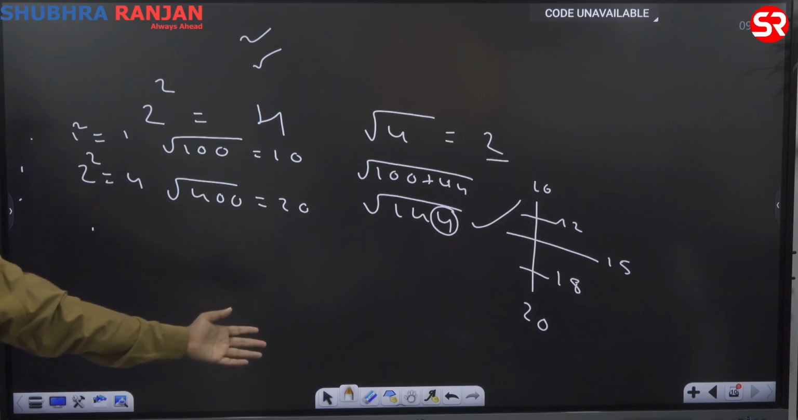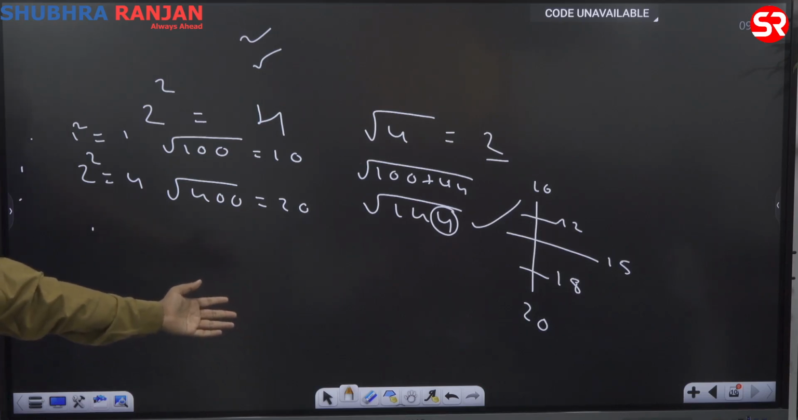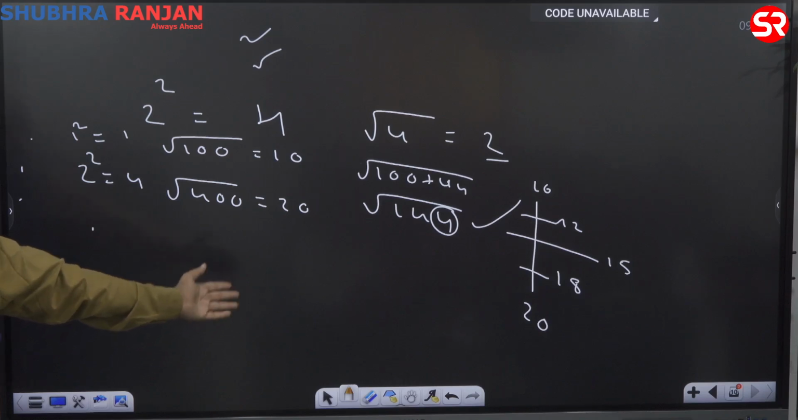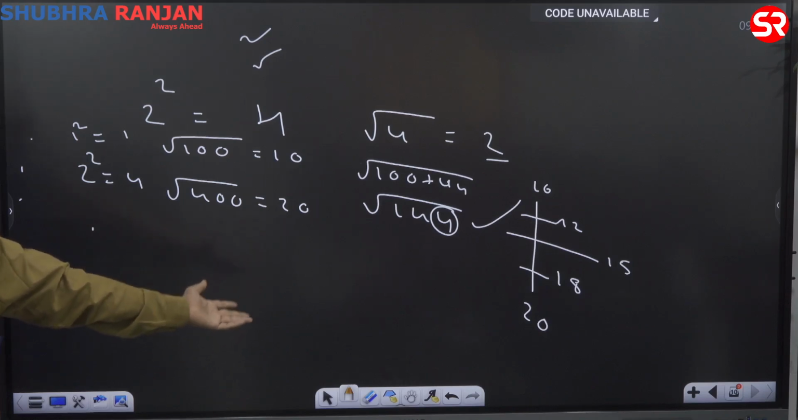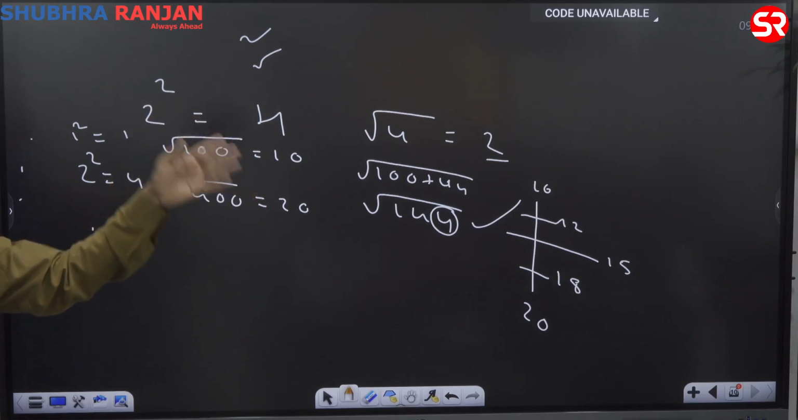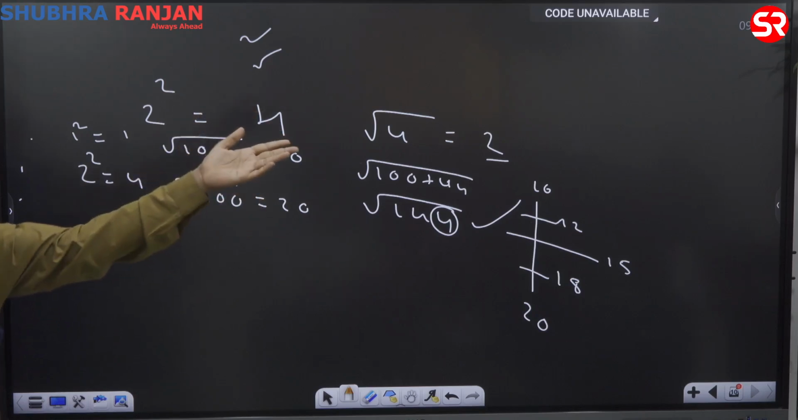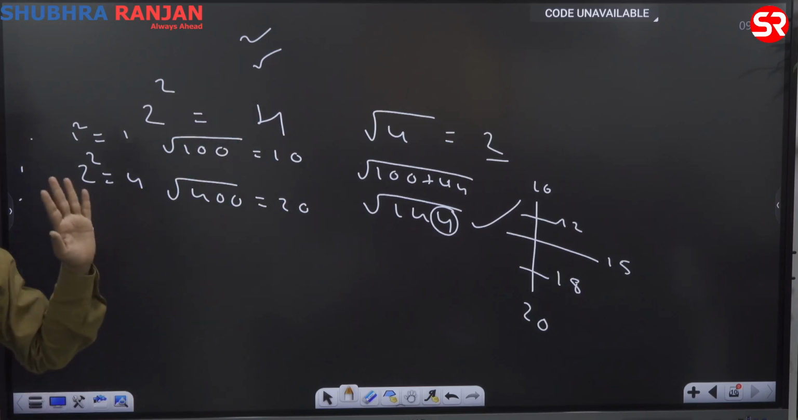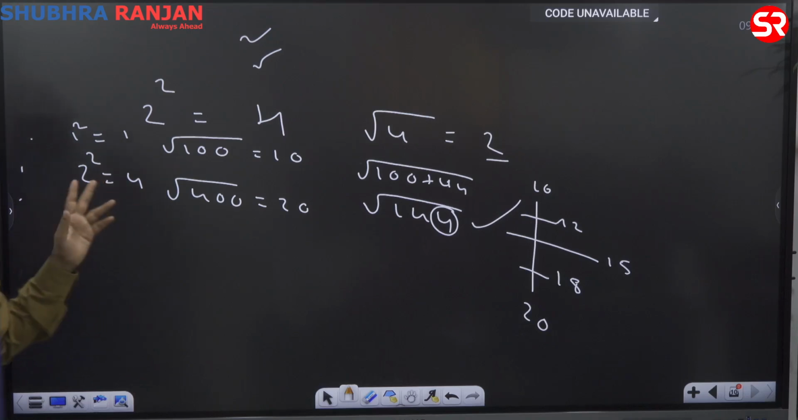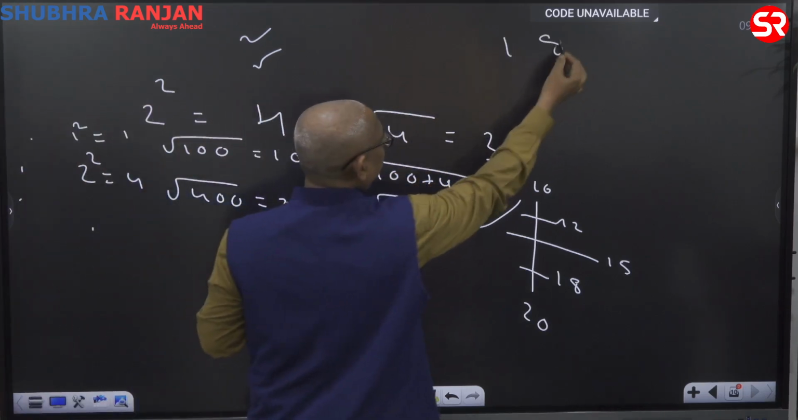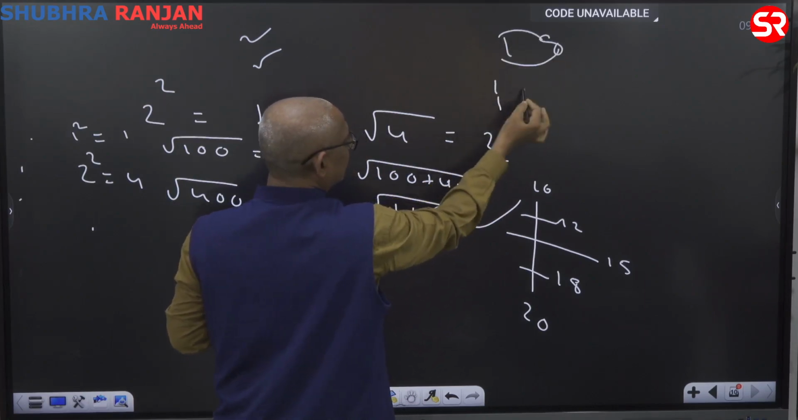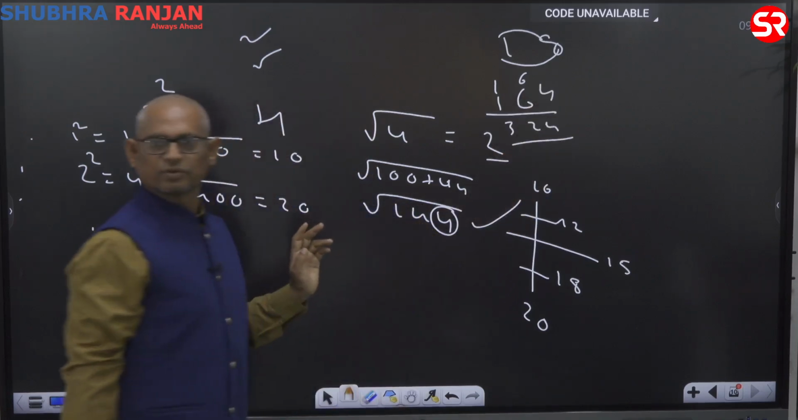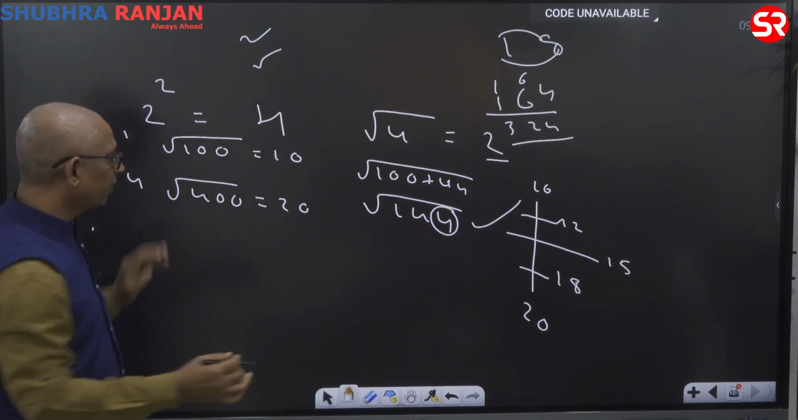Now tell me what is 18 square? Do it and tell me. 18 square. 8 eights are 64, 1 into 8 is 8, 16, 64, 3, 24. That's all. 324. Got it? 324 is okay? 18 square is 324. Now we are doing square root of 324. See, 324.